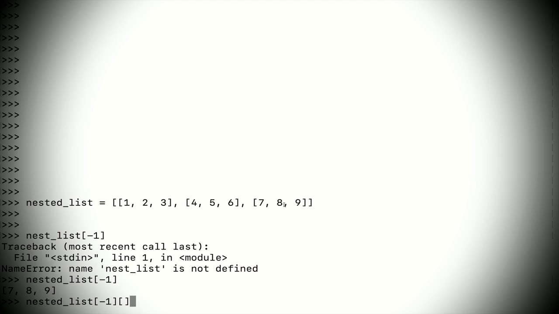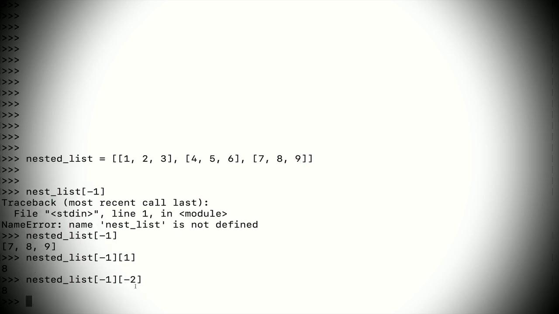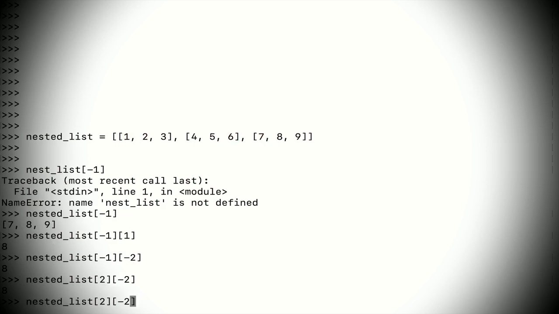And then to access 8, I could do 1, or I could do -2 if I wanted to. And I could also, instead of -1 at the beginning, I could do 2 because it's 0, 1, 2. And so the way I would do it typically would be this.